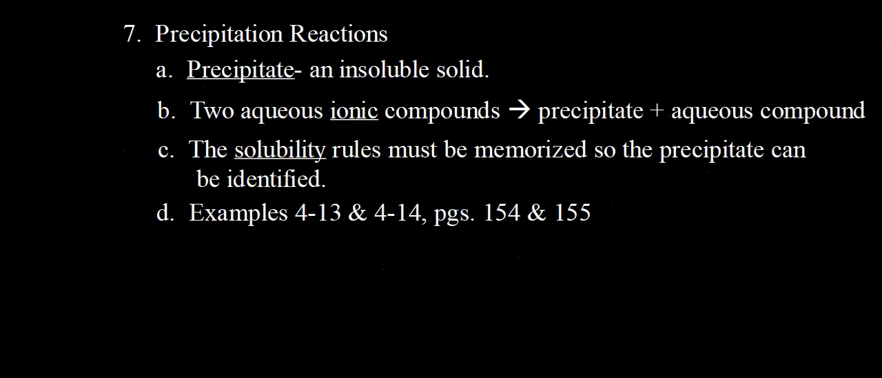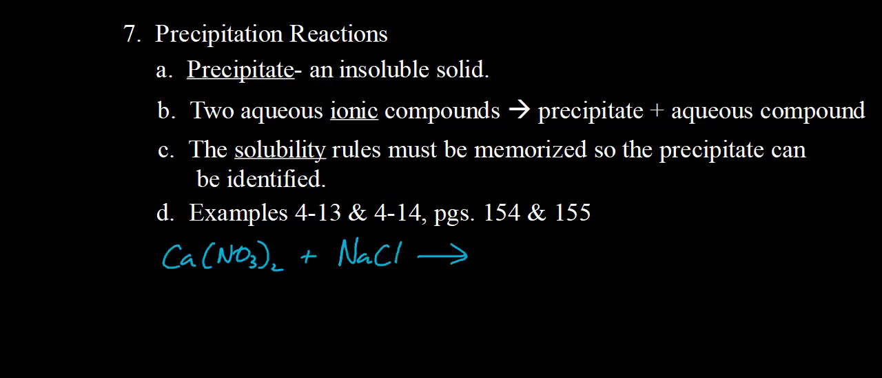All right, let's skip ahead to the most common type of double replacement reaction known as a precipitation reaction. As the name implies, these reactions produce a precipitate, which is an insoluble solid. So we take two aqueous ionic compounds, two ionic compounds that are in solution, and mix them together. You produce a precipitate, an insoluble substance, along with an aqueous compound, a soluble substance. With this one, you need to be careful. Make sure to memorize the solubility rules so you know which of the products is the precipitate. Take a look on page 154 and 155.